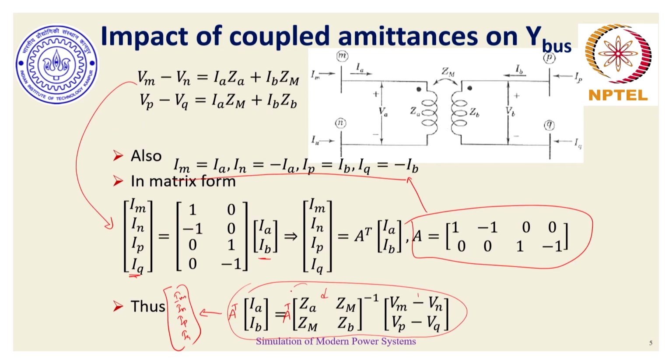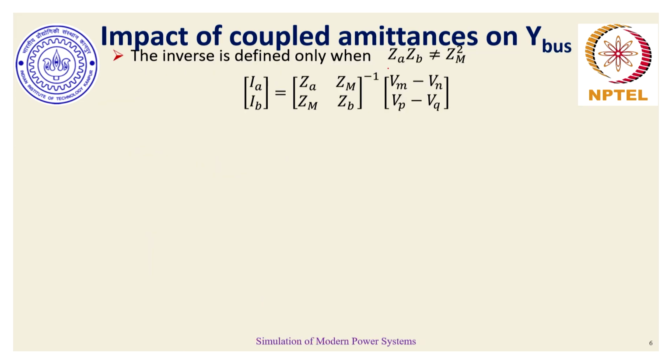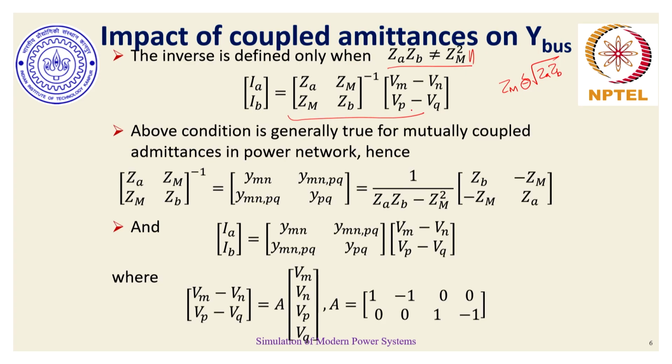The question that comes is whether this invertibility or factorization is possible. Yes, under the condition where ZA times ZB is not equal to Zm squared. In fact, Zm usually has an upper limit, being less than the square root of ZA times ZB, for a physically realizable mutual impedance circuit. Equality does not happen often, it is a very, very low value, but if it does, the corresponding bus admittance matrix or impedance matrix evaluation cannot be done. So, assuming these are not equal to each other, this equation is well defined.